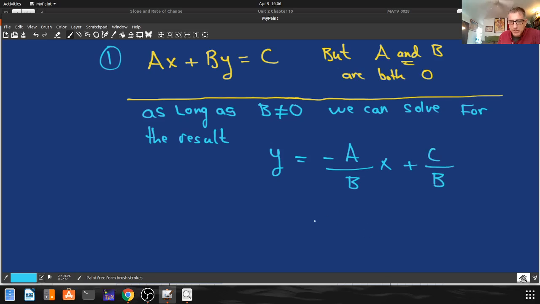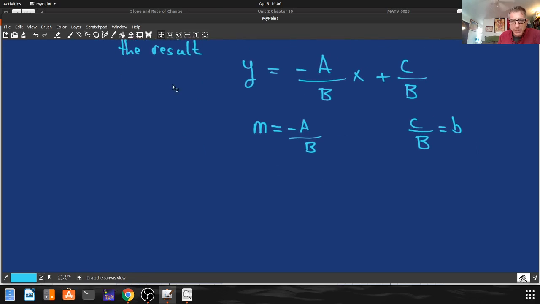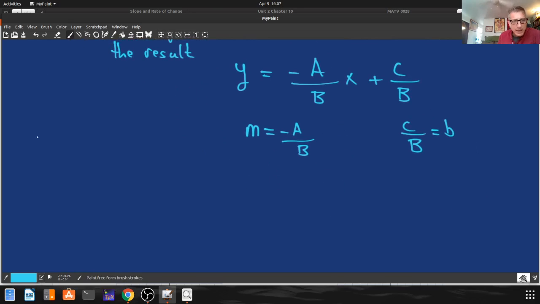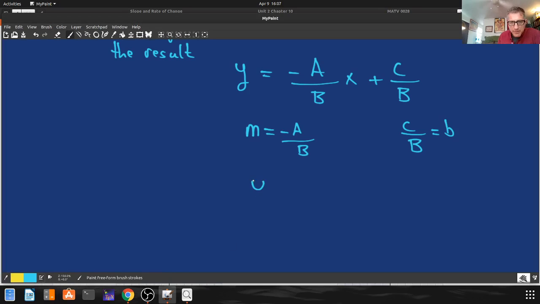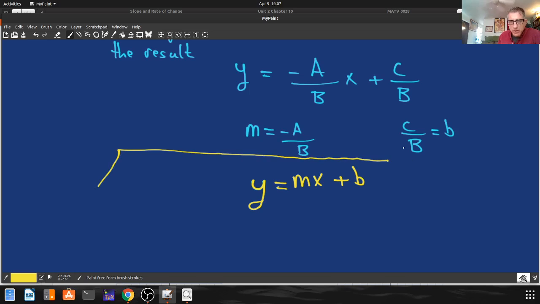If we let m equal minus a over b, and we let c over large B equal small b, that results in the following equation of a line. And it is in this form. Y is equal to mx plus b. And this is the only thing you have to know.